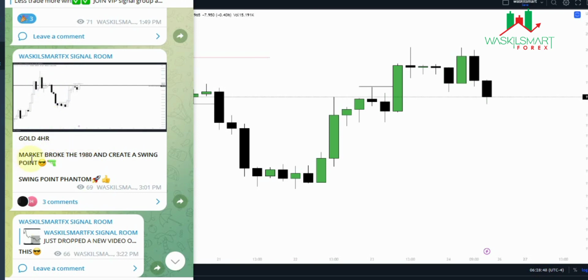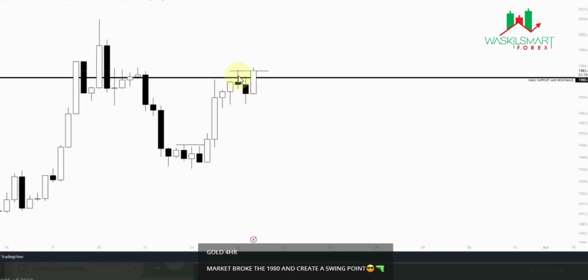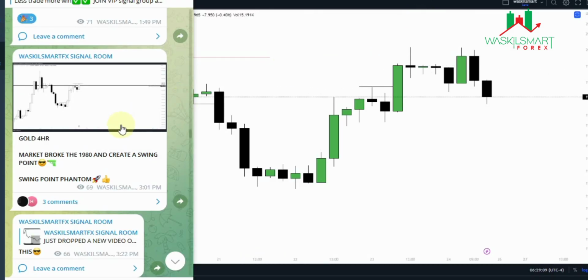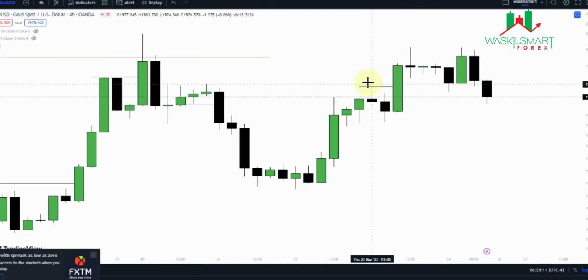Gold 4 hours. Market broke the 1980 and created a swing point phantom. So this is the swing point that occurs here. There's also a reference level there, institutional reference level 1980. So this swing point occurs. I was notifying them that the swing point occurred, and they should use a swing point phantom.